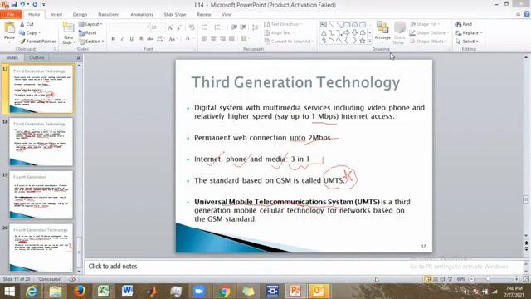Now everybody has done with presentations, right? Anybody who is left with presentations, you can do it.